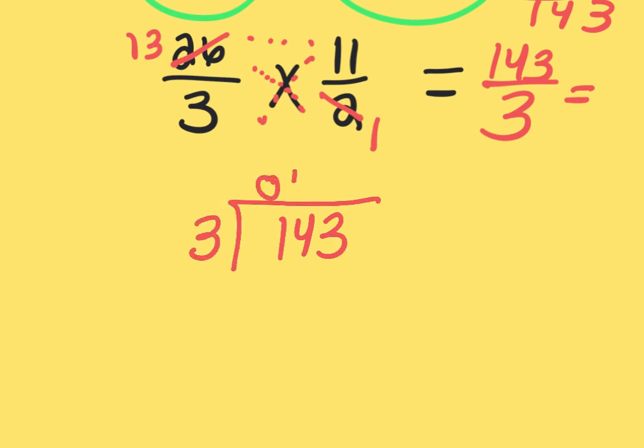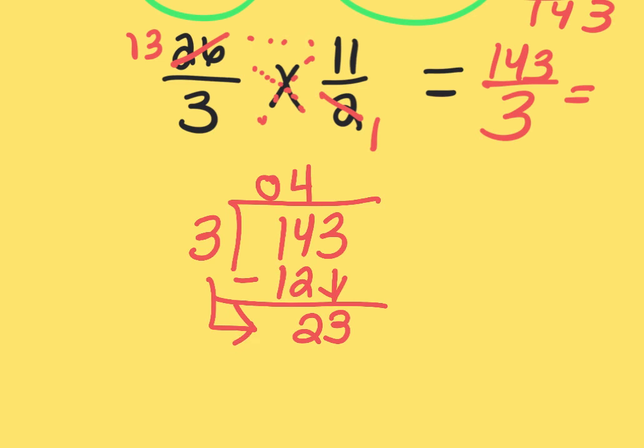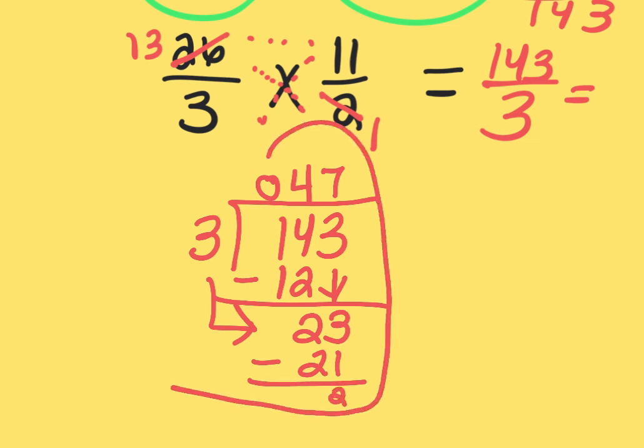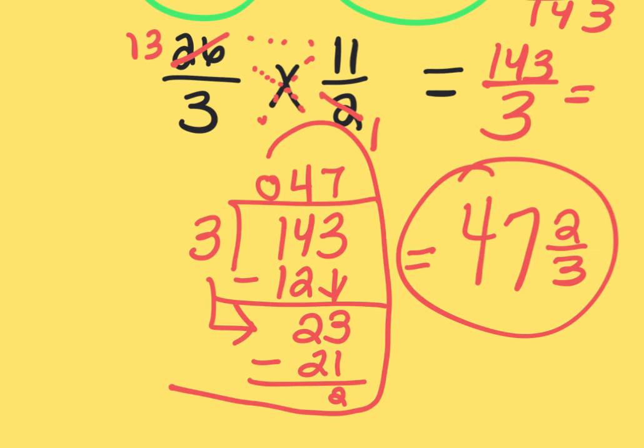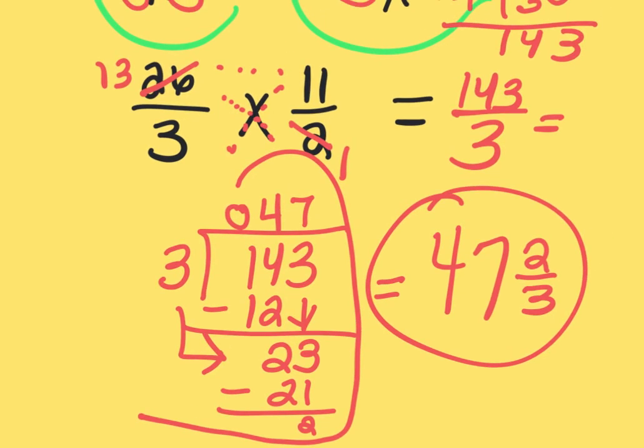3 will go into 14 4 times. 4 times 3 is 12. I subtract. Bring down my 3. 3 will go into 23 7 times. 7 times 3 is 21. I subtract and get a remainder of 2. So my final answer is 47. I have 2 left over out of 3. 47 2/3.